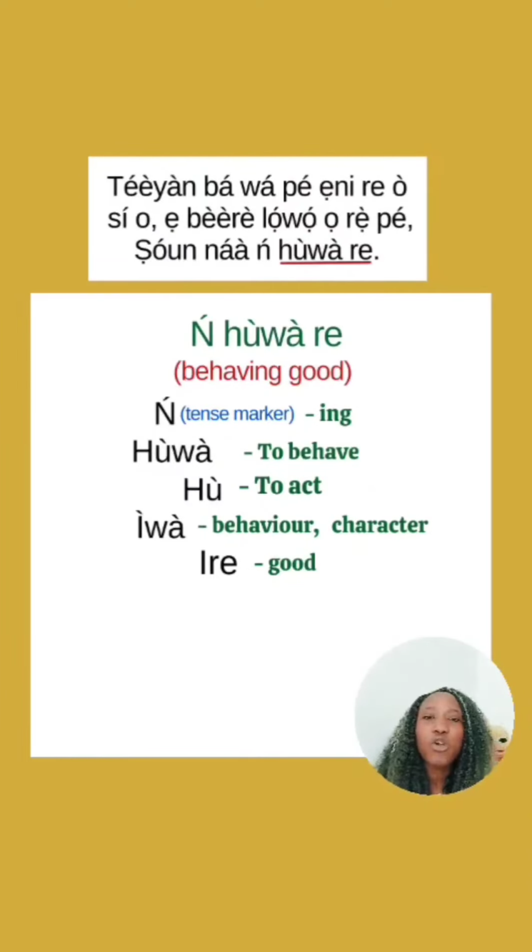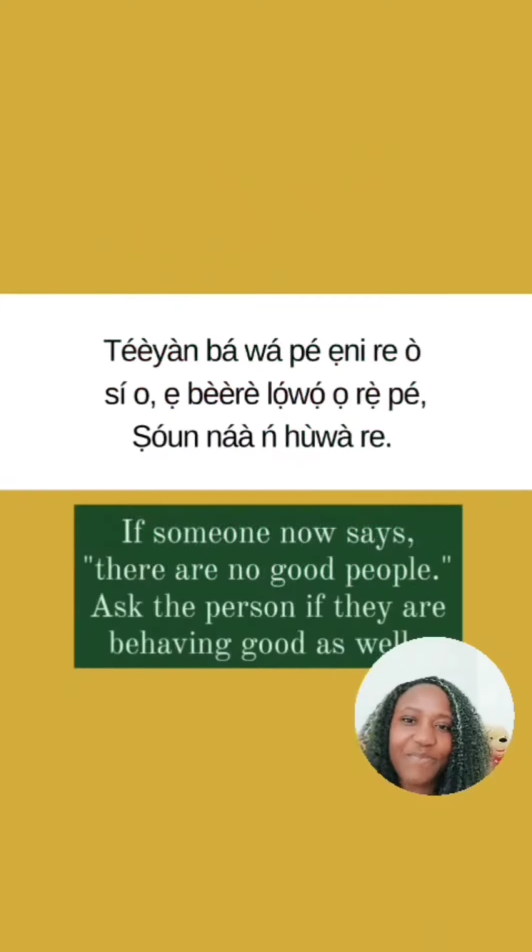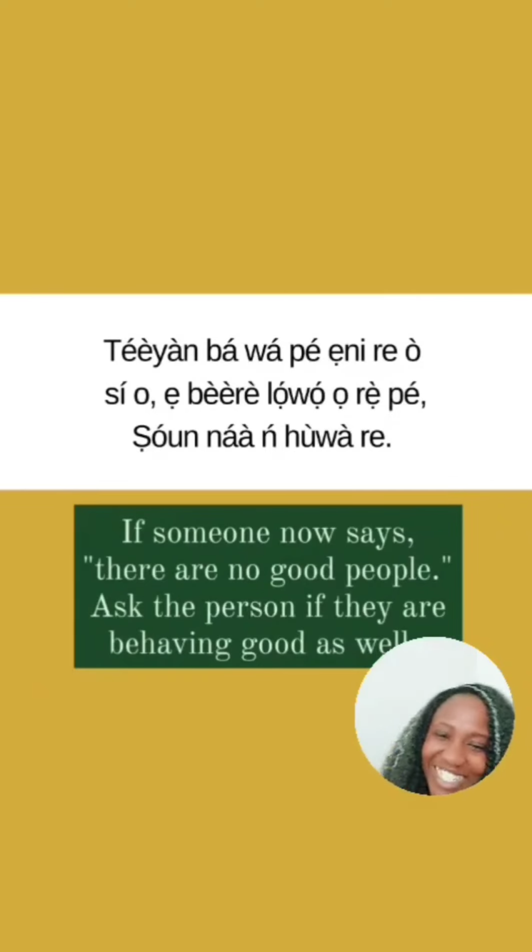All right? So, the sentence altogether. I know we've been breaking them all down, I hope you understand all of the breakdown. But now to put it back all together, this is what it is. Here. Téèyàn bá wá pé ẹni re ò sí o, ẹ bèrè lọ́wọ́ rẹ̀ pé ṣóun náà hùwà re. If someone says there are no good people, you should ask the person, are they behaving good as well? Do you understand the breakdown of this sentence now? Please do let me know if you understand.